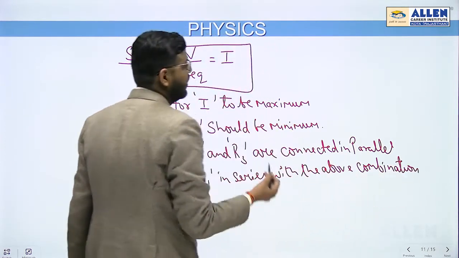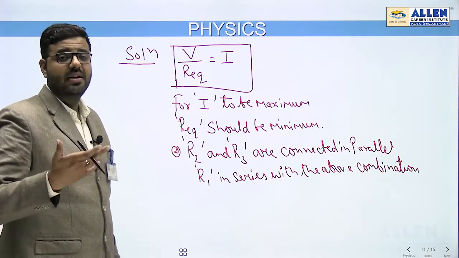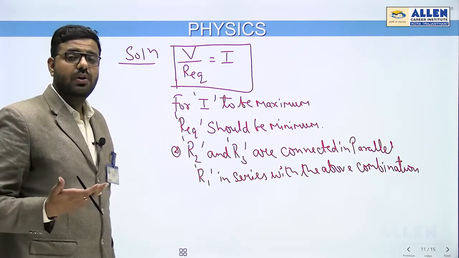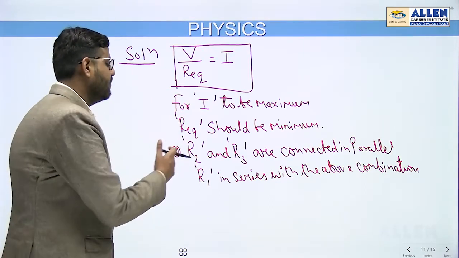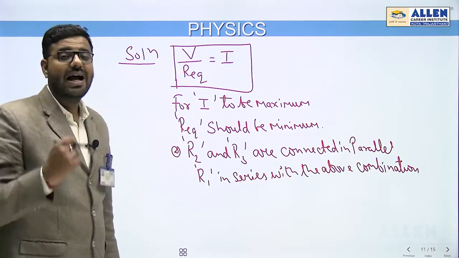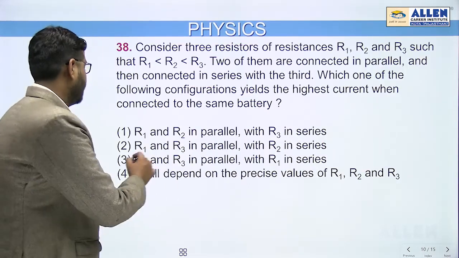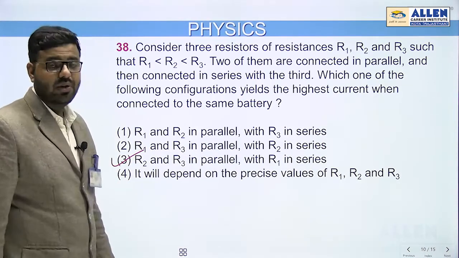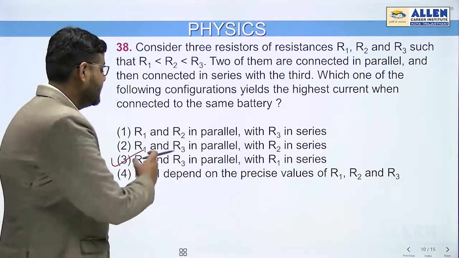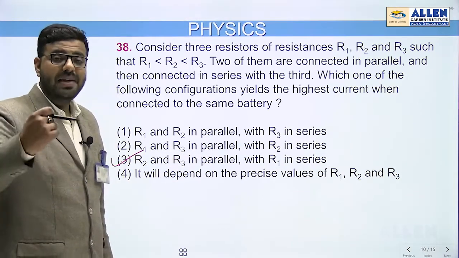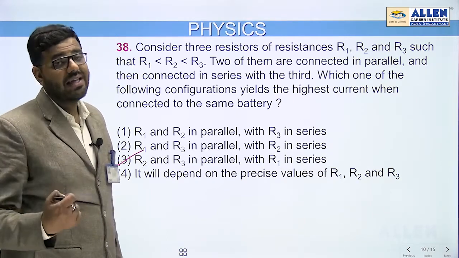If you want, you can put some values of R1, R2 and R3. Let us take R1 equal to 2 ohm, R2 equal to 4 ohm and R3 equal to 6 ohm. So you can see in this configuration, the R equivalent comes out to be minimum. So the correct answer for this question is option 3, that is R2 and R3 in parallel with R1 in series. Since in this configuration we will get the minimum resistance, we will get the highest current.